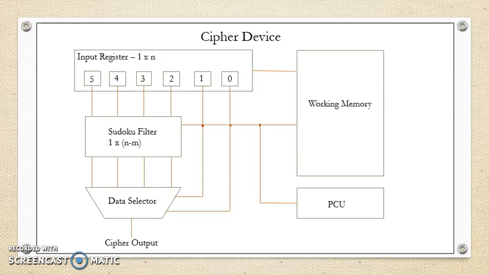value is output. Now, the cipher device also contains a working memory which can be used to store intermediate values, variables, and pointers during operation. It also includes a process control unit, PCU, to manipulate instructions and values in respective elements. The process control unit is operably coupled with the input register, Sudoku filter, mux, and working memory.